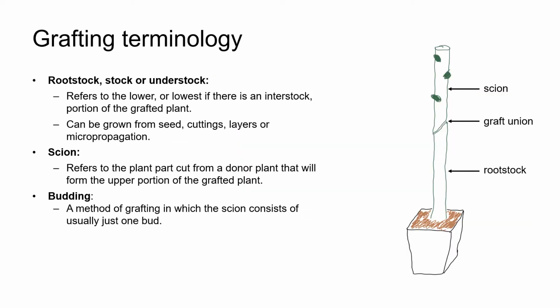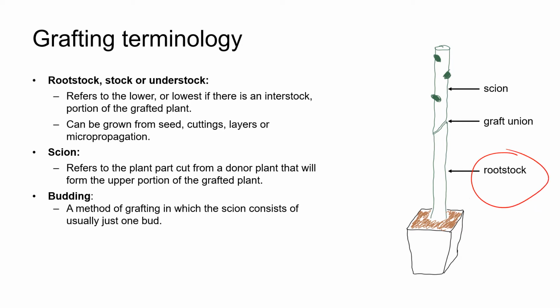Before talking more about grafting, it helps to know some of the terminology. In its most basic form, a grafted plant consists of 2 parts from 2 completely different plants: a lower part with roots and an upper part that has branches or stems. The terms rootstock, stock, or understock all mean the same thing and refer to the lower or lowest portion of the grafted plant.